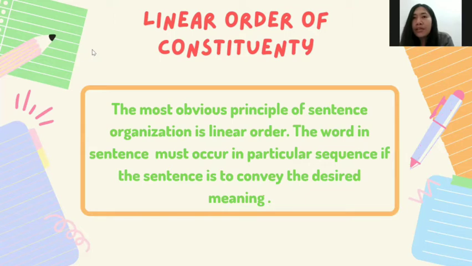We will continue with the linear order of constituency. The most obvious principle of sentence organization is linear order. The words in a sentence must occur in a particular sequence if the sentence is to convey the desired meaning.